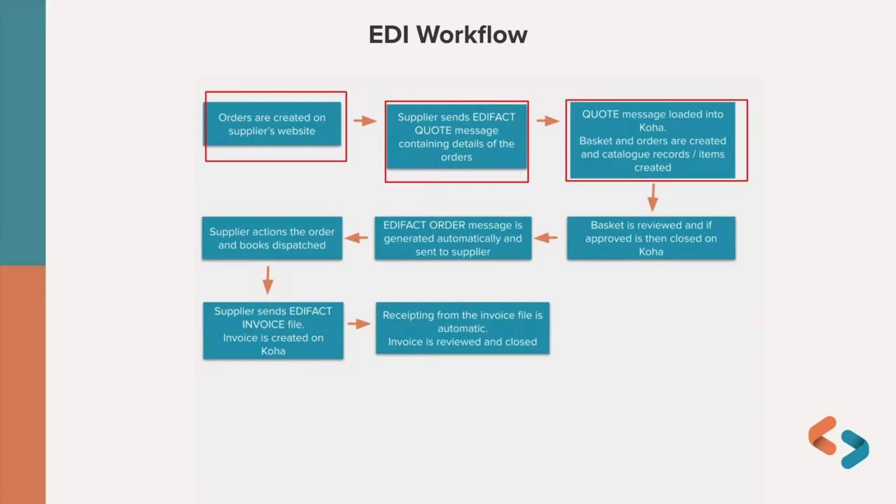So the librarian starts on the supplier website, chooses some things to order, and then the supplier sends what we call an EDIFACT quote message automatically, which contains details of the order. They send that to Koha. And then that quote message is loaded into Koha, and baskets and orders are created, and stub records are created in Koha. And this is the point where the BDS part of the workflow jumps off.